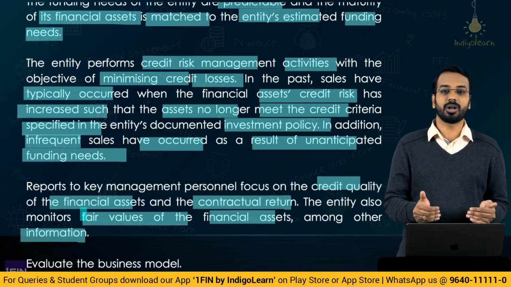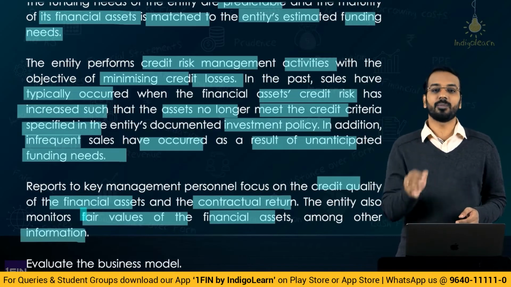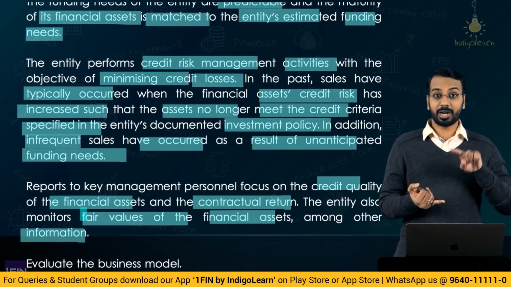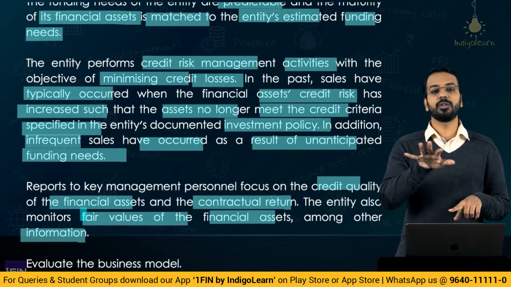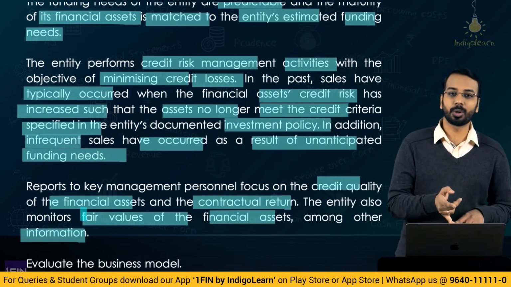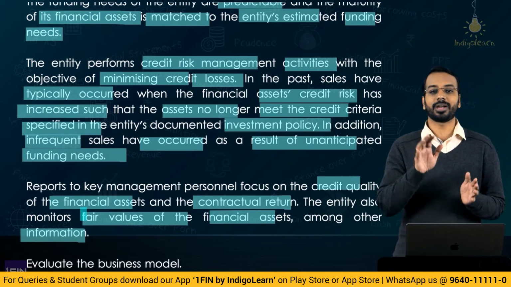So what is the business model here? The business model is to collect contractual cash flows from the financial assets. Yes, we are looking at fair value. Now here the entity is monitoring fair value, but that is only for monitoring purposes. How are they reporting it to the management? They are reporting the credit quality, they are reporting the contractual cash flows.